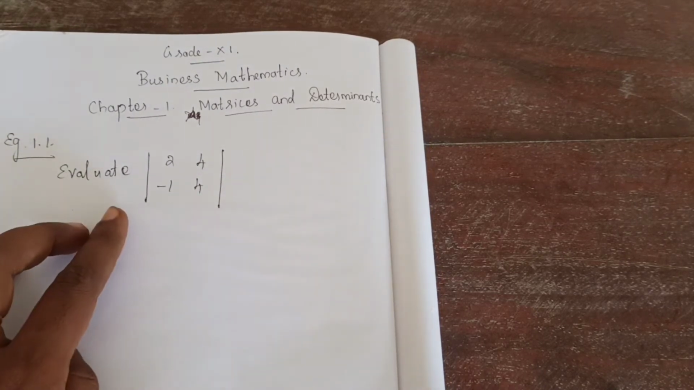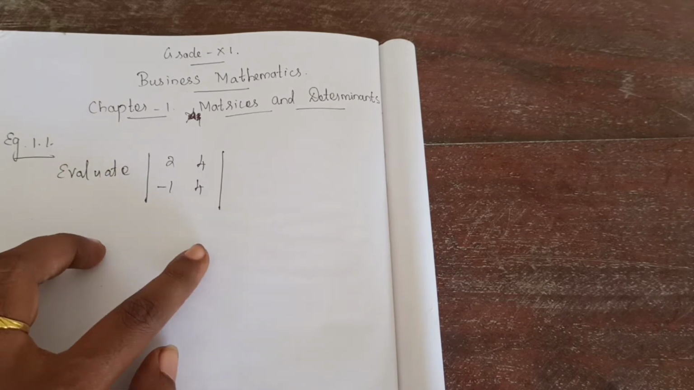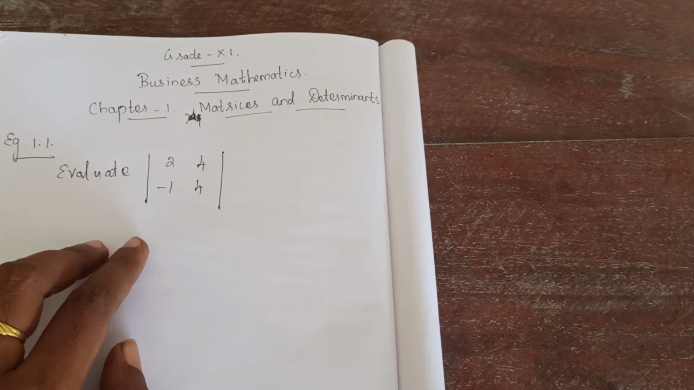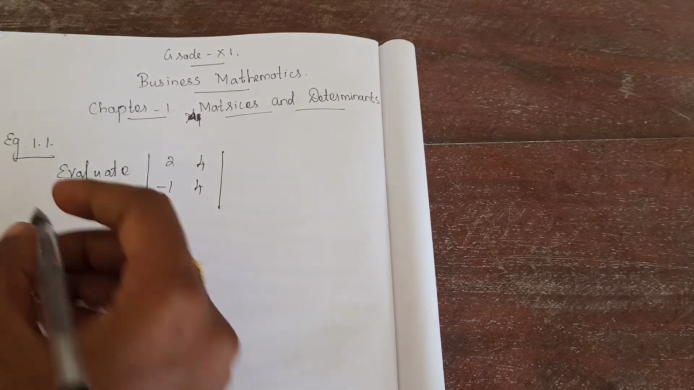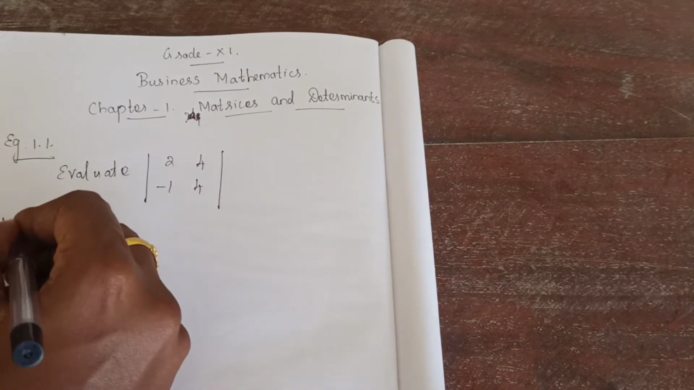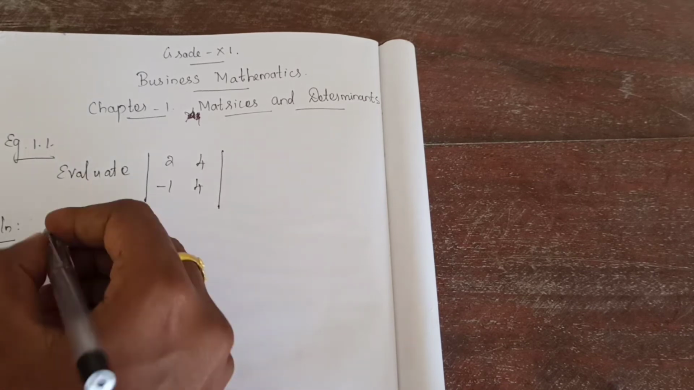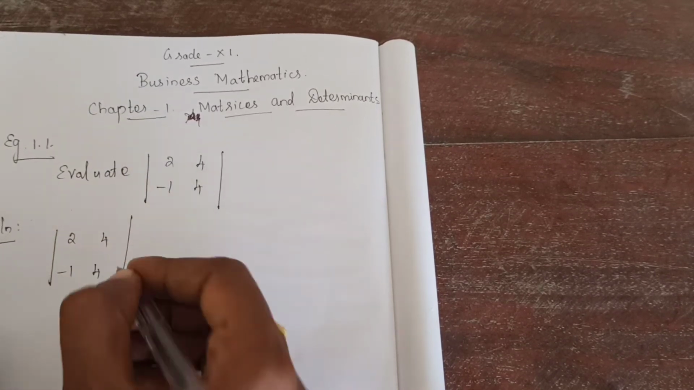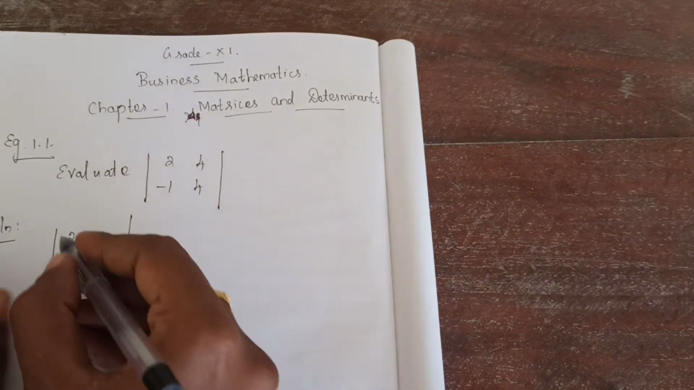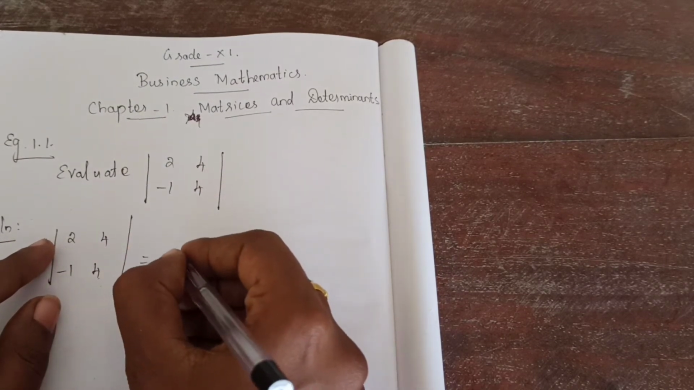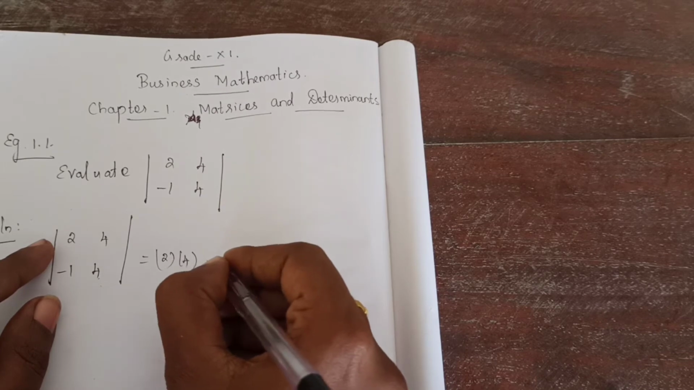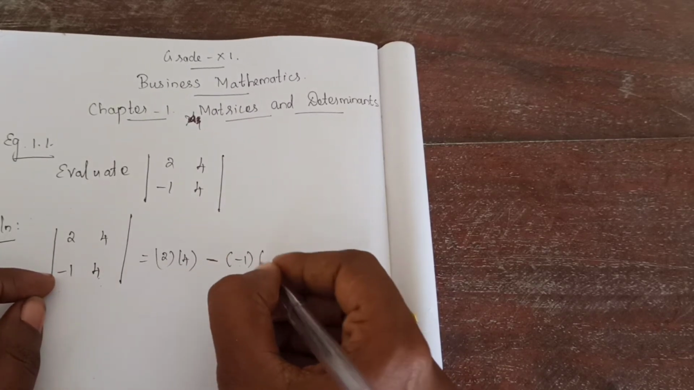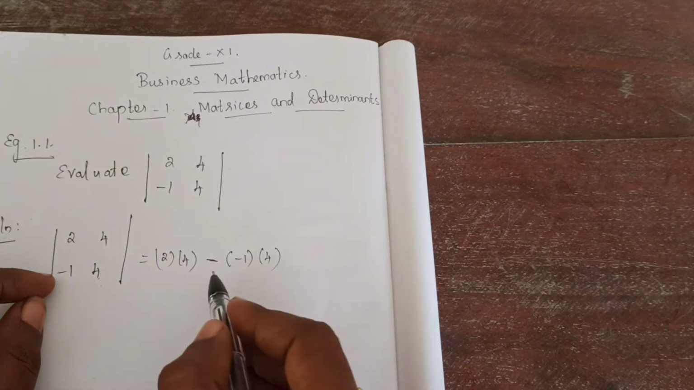Let's start from example 1.1. Evaluate the determinant with rows 2, 4 and minus 1, 4. See the determinant symbol. So the meaning is you need to find the determinant value. Solution: we just cross multiply. So 2 into 4, center minus. Already here one minus is there, so minus 1 into 4. Understand? So center it will be minus.